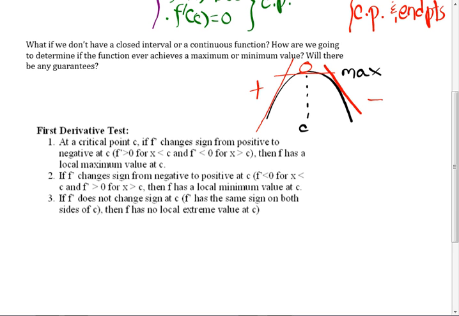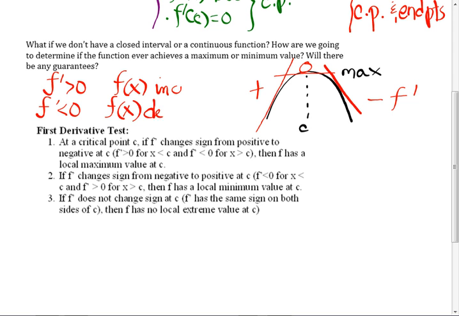Now, by the way, I should label that f prime. So what if the first derivative is positive, then what's true about my function? Just to review yesterday, because this is all there was. F of x is what? Increasing. That's it. If the first derivative is negative, then what's true about f of x? It decreases. So if you were absent yesterday, that's what you missed.